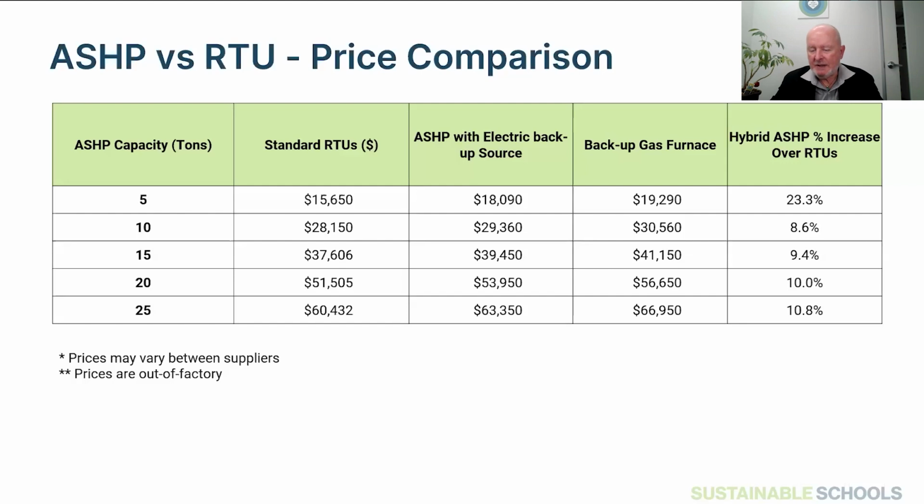between 5 and 10%, we expect that to be the cost premium between a standard gas-fired rooftop unit with air conditioning, with DX cooling, and an air source heat pump with the backup gas furnace. So 5 to 10% premium. Can you go to the next slide, please?